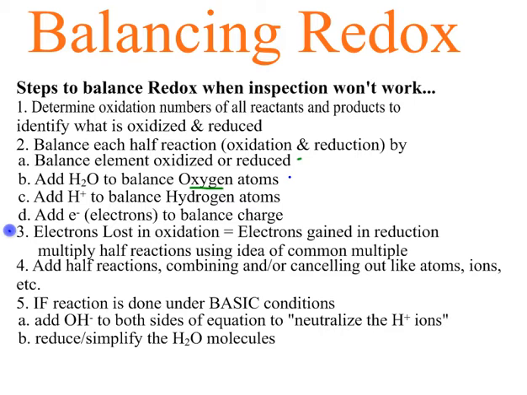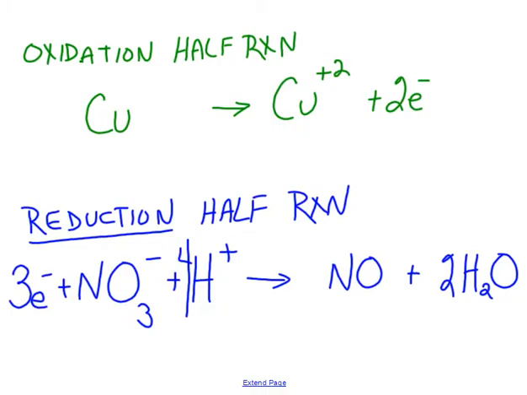Well, you remember the idea of common multiple. In this case, which is a good example, you see that there are 2 electrons lost by the copper and there are 3 electrons gained by the nitrogen. One thing I want to point out, and this is a good check, 3 electrons were gained. If you recall, the oxidation number on nitrogen was +5, was it not? And what's the oxidation number of the nitrogen on the product side? +2. That checks out with our 3 electrons gained, since the oxidation number changed by a factor of 3. That's a good cross check.